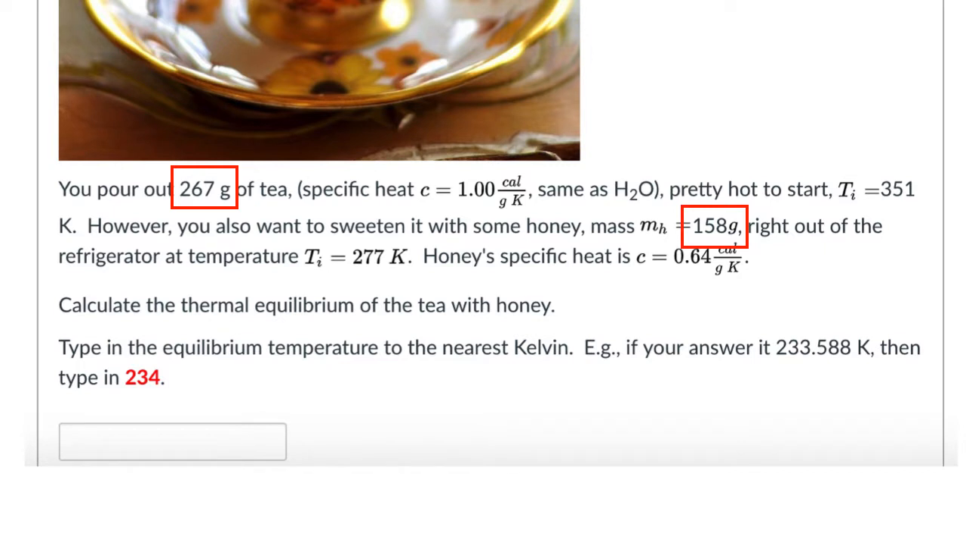All right. And so they're just random numbers, randomly assigned every time you take a new attempt. And then the other thing that varies each time is the temperature of the tea. The honey is fixed at 277 to start. Now I could have made that variable too, but I wanted it to be somewhere close to a refrigerator temperature, so I just set that to 277 and let it go. Specific heat is 0.64. So those are the things that we got to deal with.